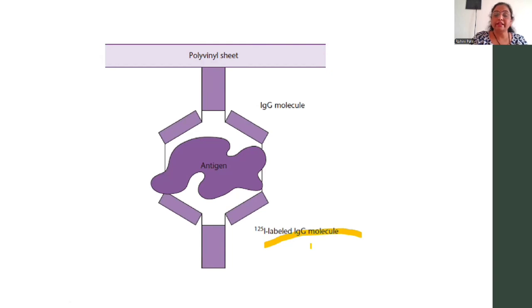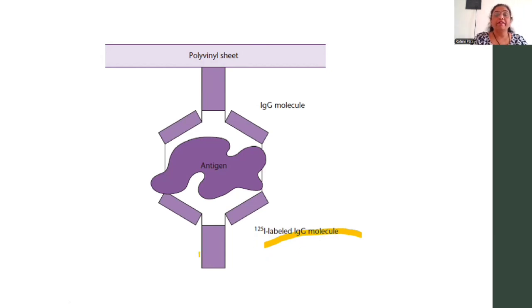And this secondary antibody is an iodinated antibody, and the iodine which has been bound to this IgG at its Fc region is radiolabeled, or radioactive. It is I-125. So the secondary antibody that you are going to use is a labeled one, and here the first method which has been given uses the radiolabeled iodine.